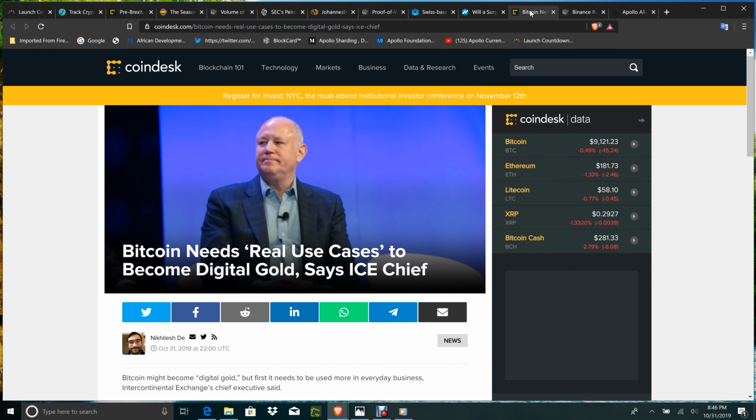Okay, Bitcoin needs real use cases to become digital gold. The people that make these comments usually aren't, how can I put it, fully versed. Sure, they'll take into some consideration what's been going on for Bitcoin over the last few years. But again, they make comments like this for headlines. It's garbage. Bitcoin has been used for daily use cases.